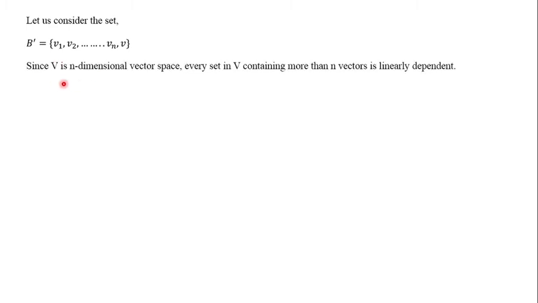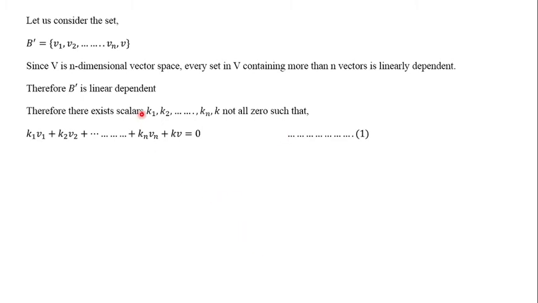vn and v. Since V is an n-dimensional vector space, every set of vectors in V containing more than n vectors is linearly dependent. We have proved this result in the previous video. So now this B dash has how many vectors? Total n plus 1 vectors. So this B dash has vectors greater than the dimension of V, and therefore B dash is linearly dependent.